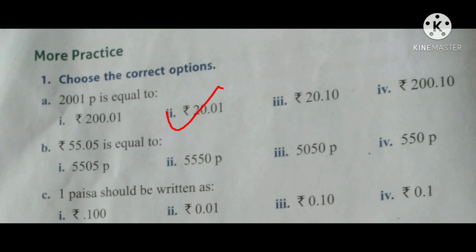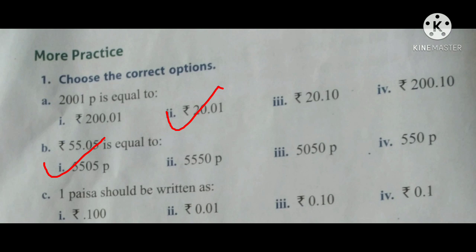Let us discuss the second problem. Rupees 55 and 05 paise is equal to dash. Here we have to change this rupees into paise. To convert rupees into paise, we have to multiply with 100 or simply remove the dot. So our answer is first option, 5505 paise.